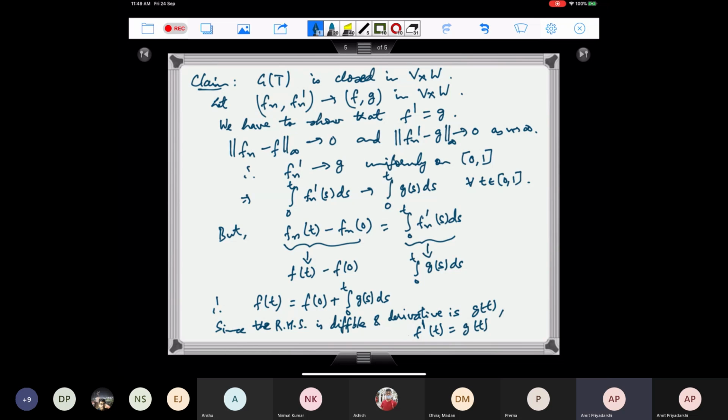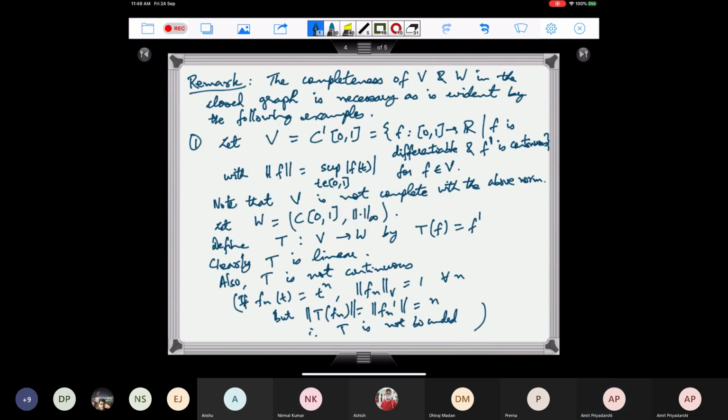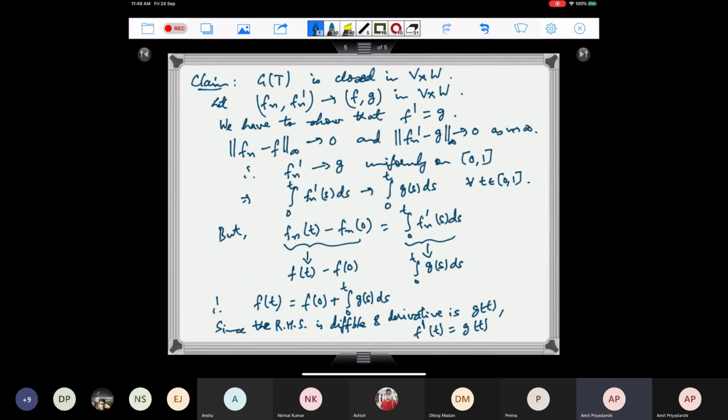So here you see that the graph of T is closed and T is a linear map between two normed spaces, but T is not continuous. So here what fails is that the domain space V is not complete. W is a Banach space, but V is not a Banach space, and therefore we cannot expect that graph of T closed implies T is continuous. So this example shows that the completeness of V is required for the closed graph theorem.